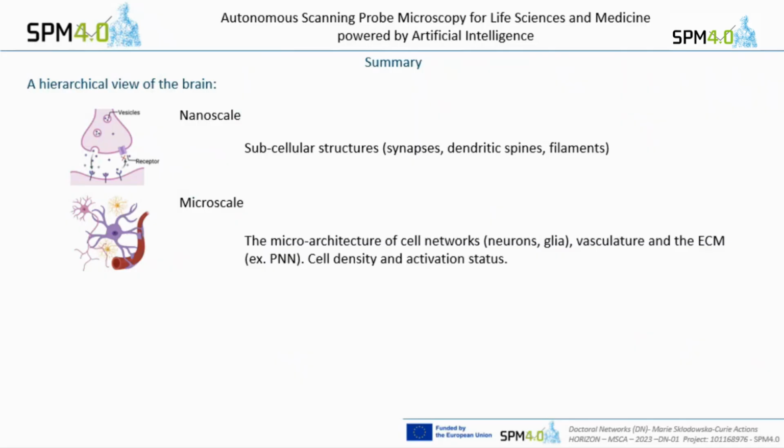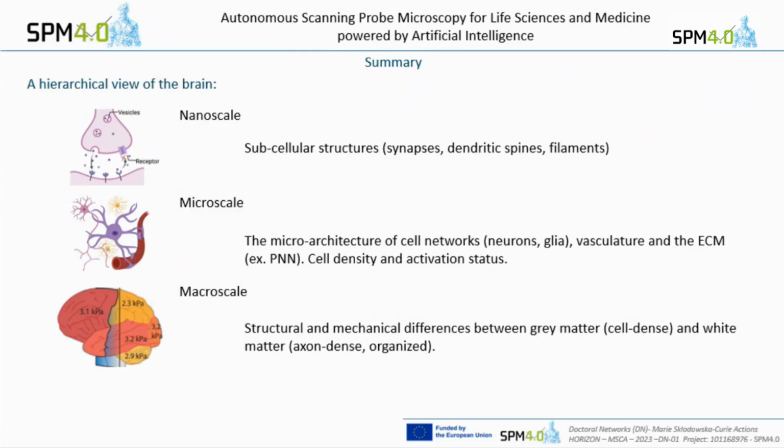Here at the nanoscale, we saw subcellular structures, so the synapses, dendritic spines, and filaments, and how we can have a closer look and investigate this in pathology and physiology. Later on, we also saw at the microscale how the cytoarchitecture is important for stiffness of the tissue. So not only the density of these cells, but the activation status of the cells, which is also present in the tissue. So the composition of neuron glial cells, vasculature, and also of the extracellular matrix.